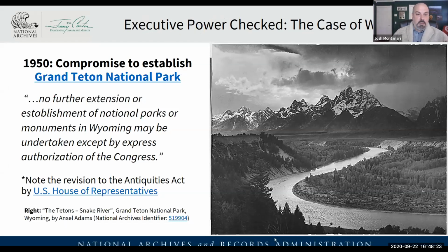In 1950, President Truman seeks to elevate that national monument to Grand Teton National Park. The compromise they come to with the state of Wyoming to establish this national park, to give it real permanence, is no further extension or establishment of national parks or monuments in Wyoming unless express authorization from Congress. So we see this law maybe weakened a little bit. We see a precedent set that it is a valid law, perhaps on a case-by-case or state-by-state basis. And that does become a revision to the Antiquities Act itself. And we have a link for that to the U.S. House of Representatives. A beautiful picture, by the way, by Ansel Adams. We have quite a few of those in the National Archives collection.